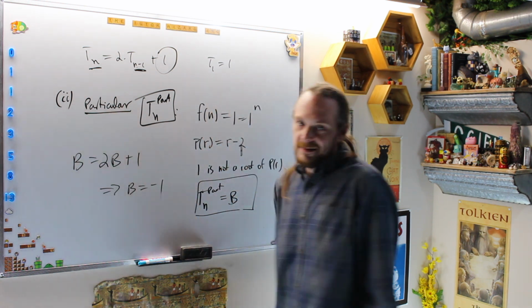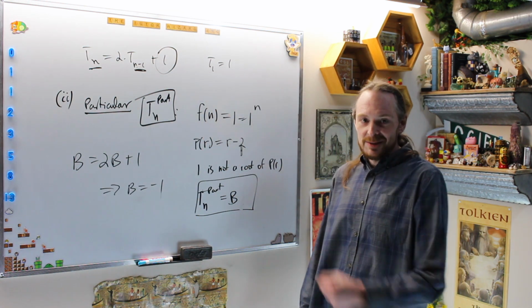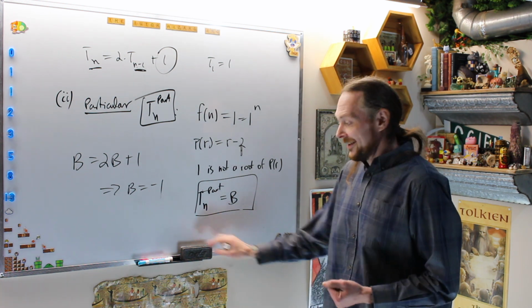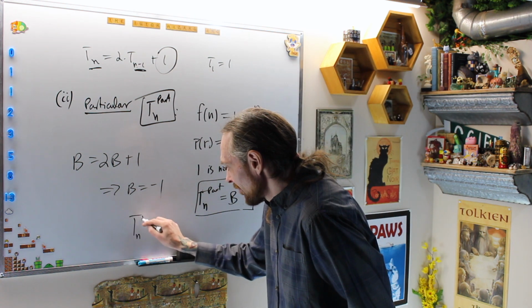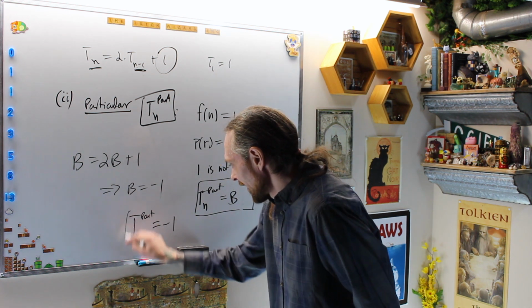Oh, I was hoping it would be a negative 1. 2 to the n minus 1 is what I need. Now that says Tn particular is equal to -1.